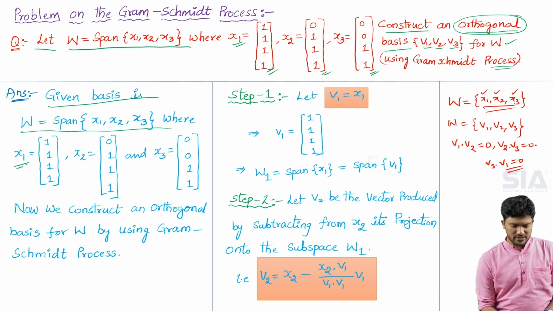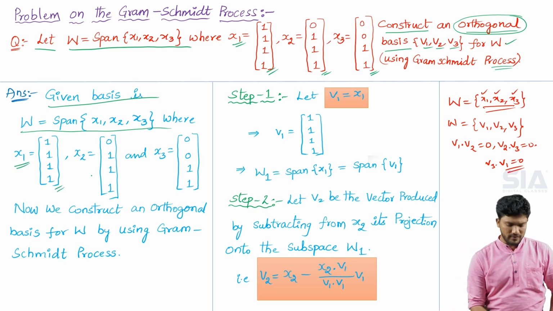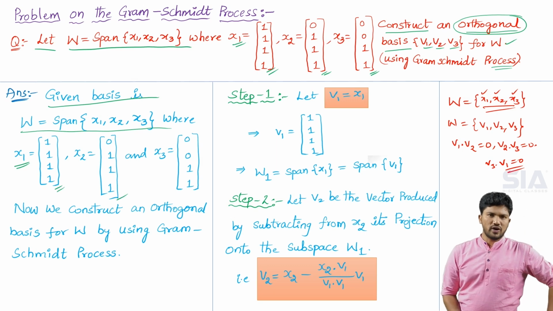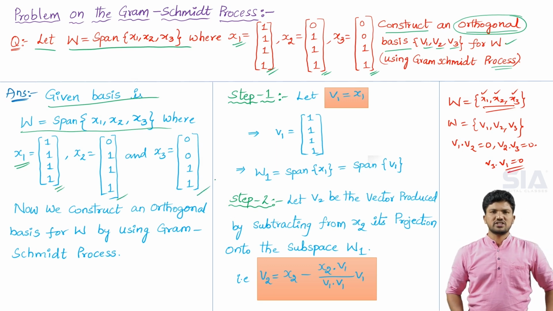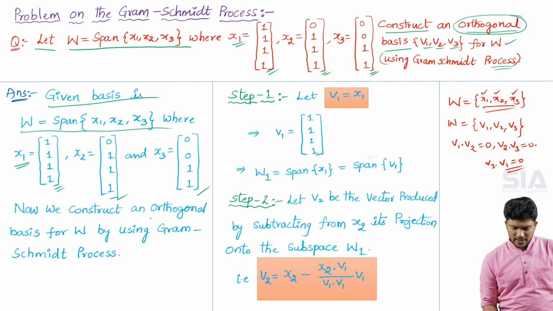Where the first vector x1 is equal to 1, 1, 1, 1 and x2 is equal to 0, 1, 1, 1 and x3 is equal to 0, 0, 1, 1. Now construct an orthogonal basis for W.